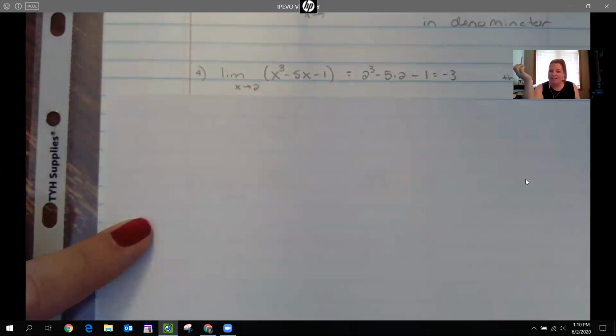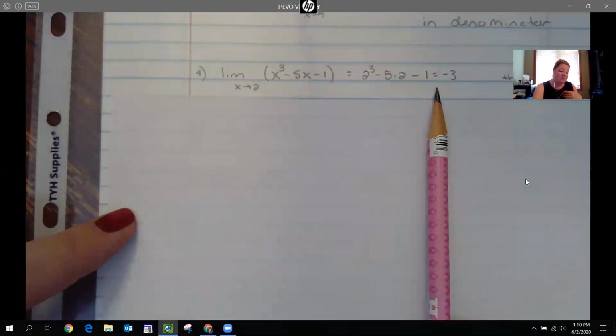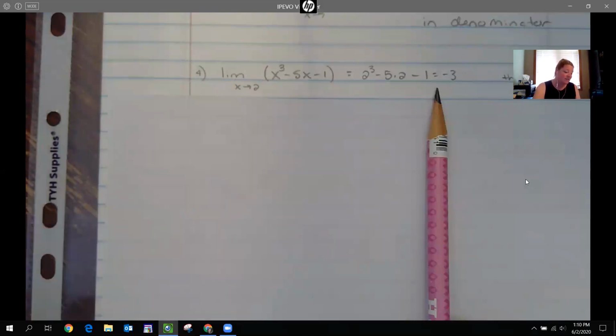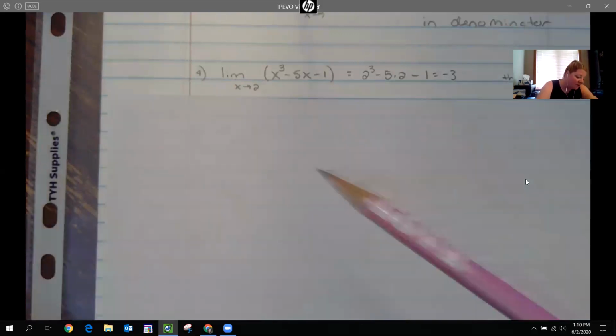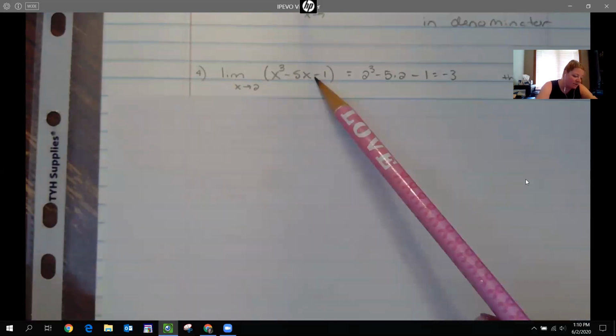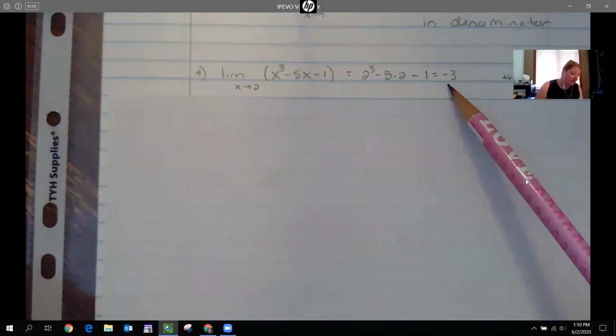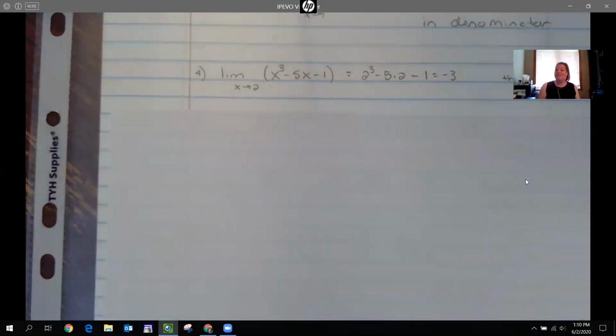So what could I do? I could graph it, go over to the number 2 and see where it's headed. Or you could put that number into the function. That is one of our theorems that allows us to do that. So I'm going to go, okay, 2 to the third minus 5 times 2 minus 1, which you can see I wrote out here, equals -3. So this limit is going to -3.